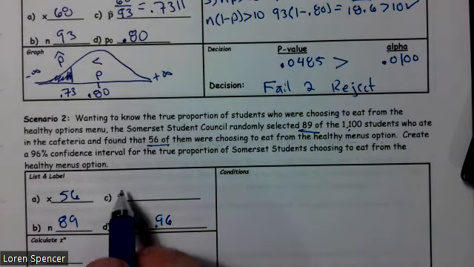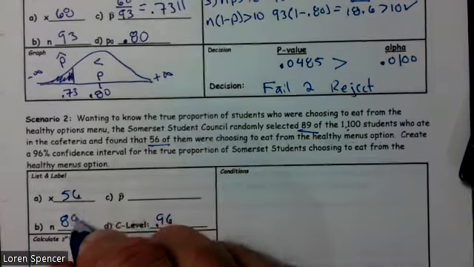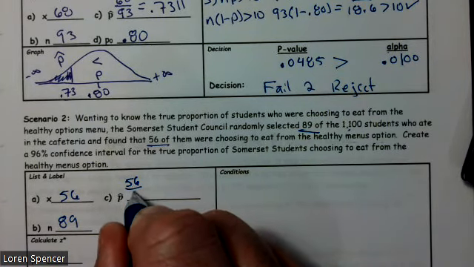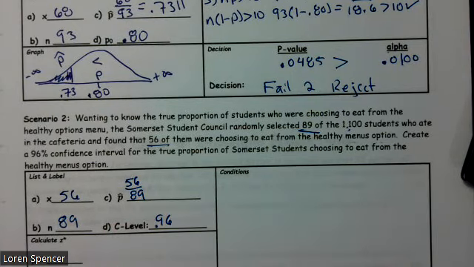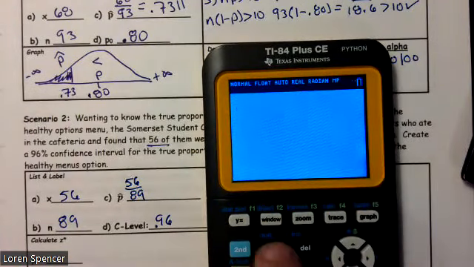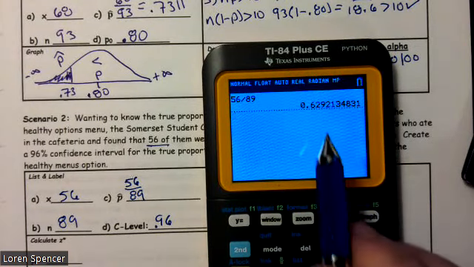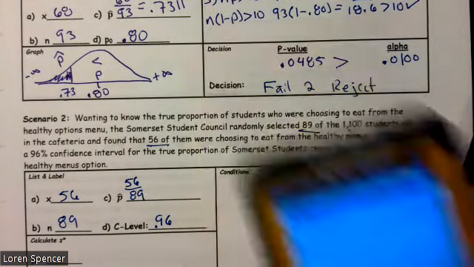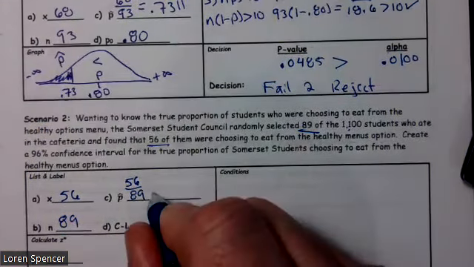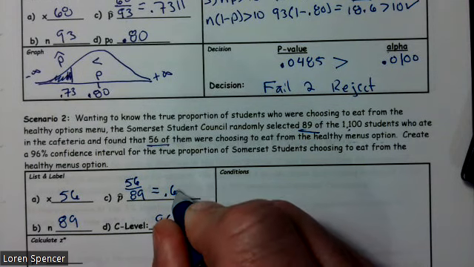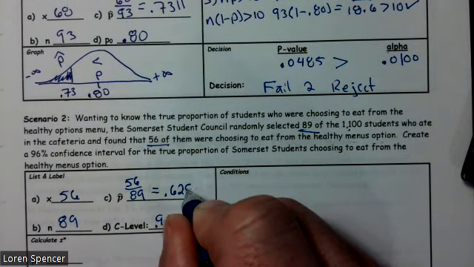All right, so p hat. Well, p hat's always x over n, so this is going to be 56 over 89. So let's figure out what that is. 56 divided by 89, and we end up with 0.6292. So based on this survey, we got a sample proportion, or a sample estimate, of 0.6292.